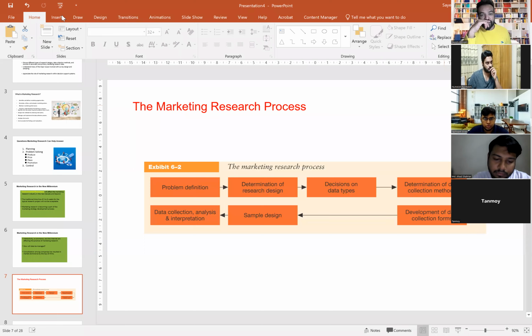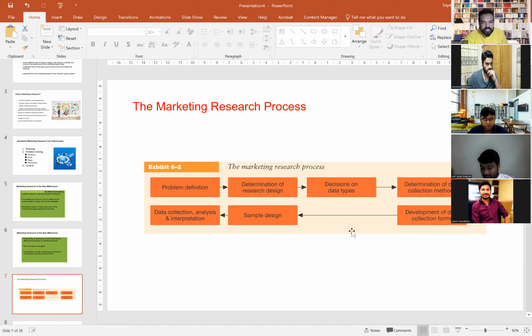Then sample design. What is sample? We'll talk about that as well. And the data collection, analysis, and interpretation. So essentially, we can say that in the marketing research process there are 5 or 6 steps in some books, where these two are collapsed into one step. So now let us just go through each of these steps one by one.